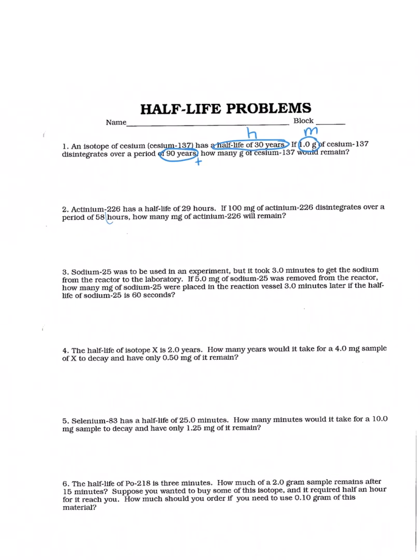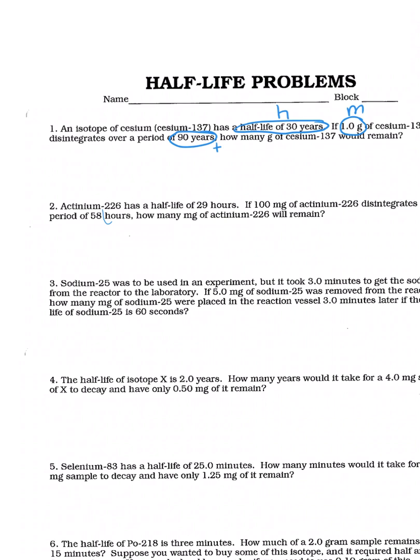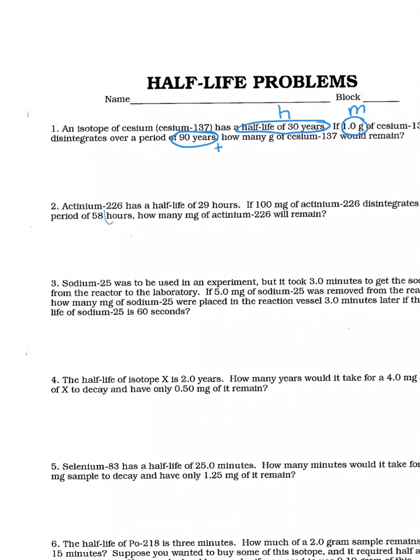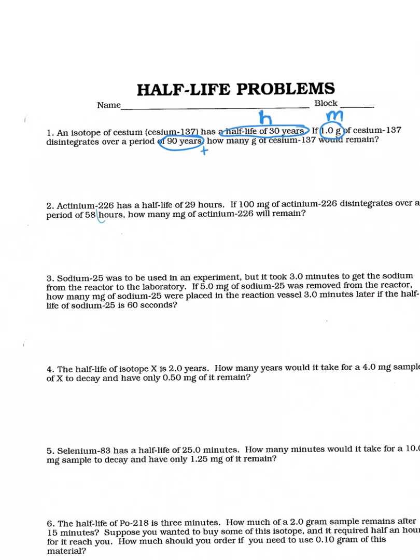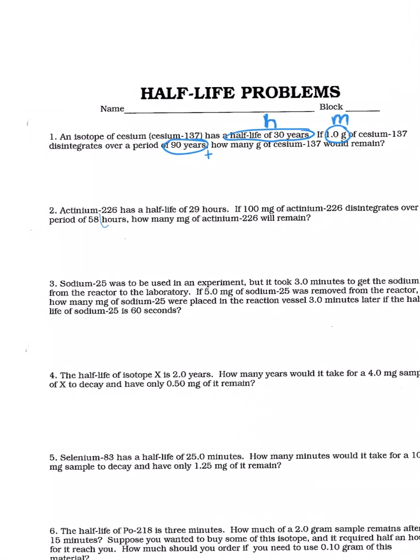All right, so you can see here that I identified that every 30 years, the isotope cesium will half. So we have a half-life, or H, of 30 years. Every 30 years, there's about half of it left. We begin with 1.0 grams, so that is our mass. That's what we're given in the beginning. And it splits in half for 90 years, so that's the time span, okay?